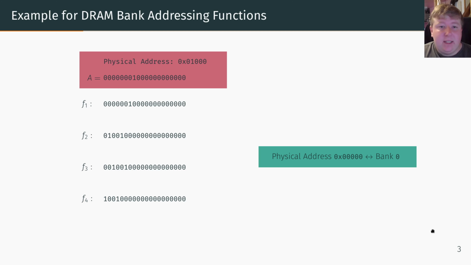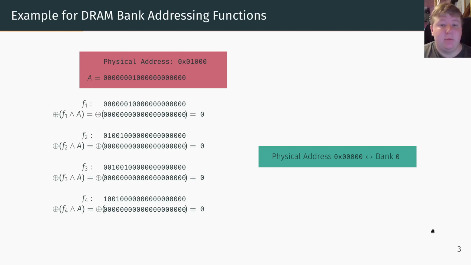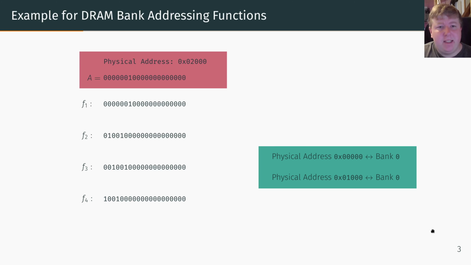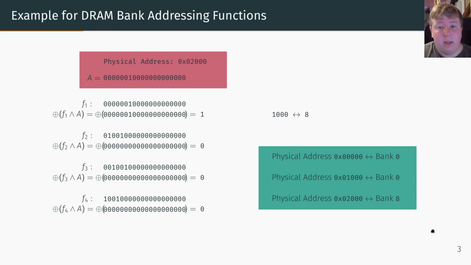We repeat this with the physical address 1000, and again, for all address functions, the result would be 0, so it would be 0, 0, 0, 0 in binary, 0 in decimal, so physical address 1000 hexadecimal would map to bank 0 as well. If we repeat this for the physical address 2000, then we would have 1, 1 when we apply the bitwise AND with the first address function, so the address bit would be a 1. For all other functions, it's 0 again. So now the result would be binary 1, 0, 0, 0, which is equal to 8 in decimal. So the address 2000 hexadecimal would be stored on bank 8.